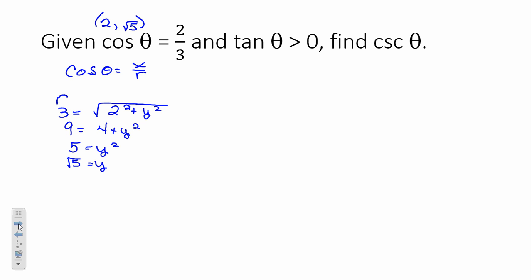So to find the cosecant, sine is, so we just need to put the r over y to find the cosecant. Our r we said was 3. Our y we said was the square root of 5. And we rationalize.